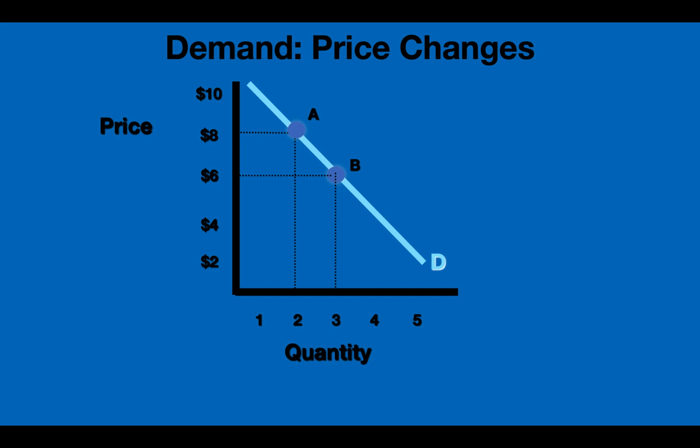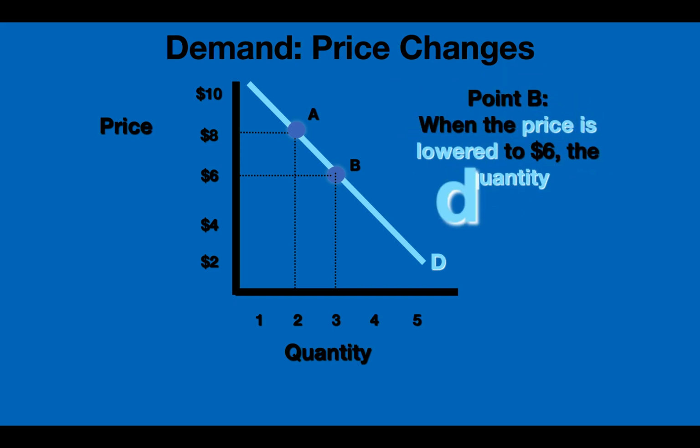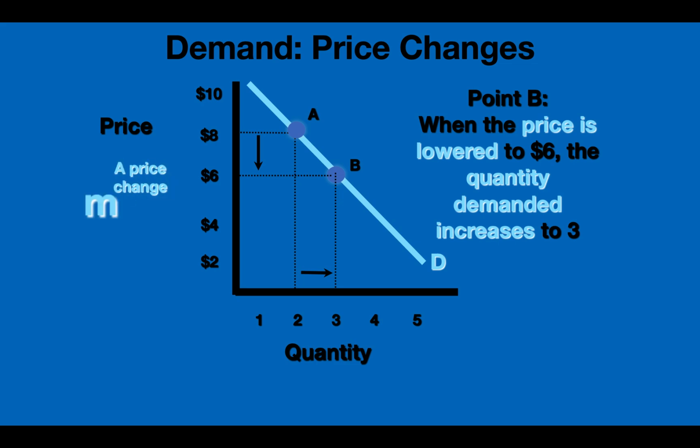And so basically what happens is when the price of something changes, your quantity demanded changes. All right, so point B, when the price gets lowered from $8, point A, down to $6 at point B, what happens? Your quantity demanded is going to increase from 2 units up to 3 units, as you can see here.